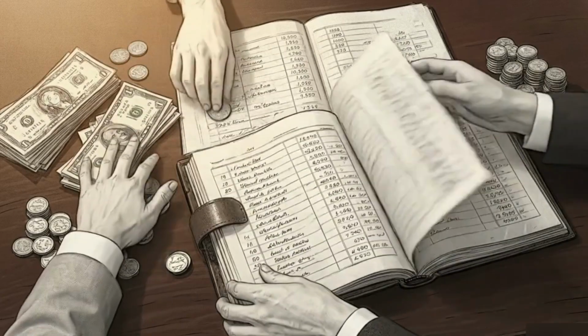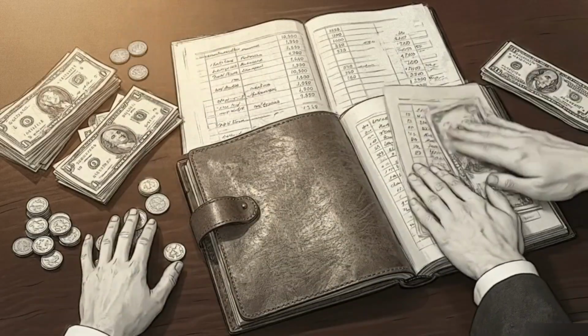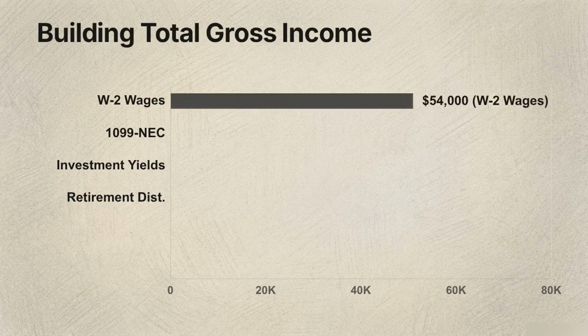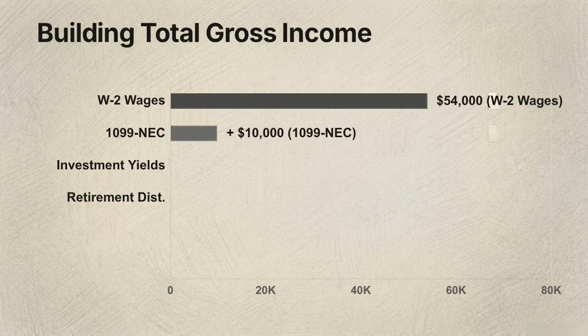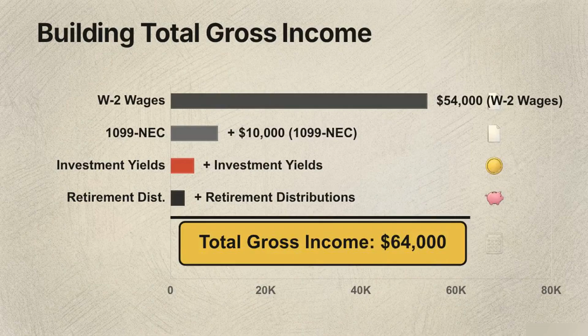This is the absolute total of all money you earned and received throughout the entire calendar year. For most taxpayers, the foundation of this total is the standard W-2 wages reported by an employer. Take your base W-2 salary and add any independent contractor income from 1099 NEC forms. Next, include investment-based income, like dividends and capital gains realized during the year. Finally, add any retirement distributions. Combined, this gives your final gross income tally.